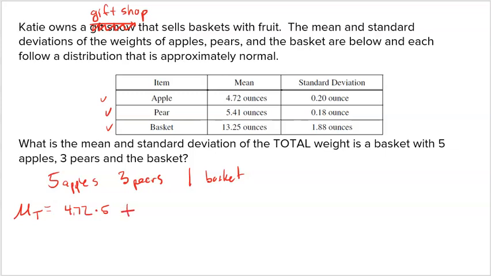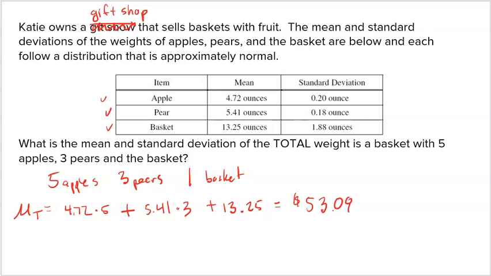Then I'm going to add in the 3 pears. So I got 5.41, another 5.41, another 5.41. So I'm just going to multiply that by 3 for the 3 pears. And then I just have 1 basket, so I'm just going to be adding into the mix the fact that the basket weighs 13.25 ounces on average. So again, 4.72 times 5 plus 5.41 times 3, my 3 pears, plus the basket, 13.25, and this gets you 53.08.